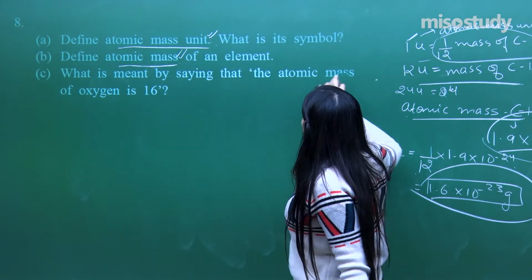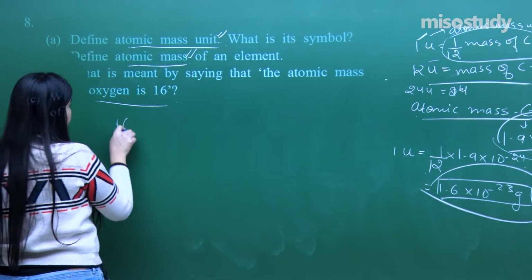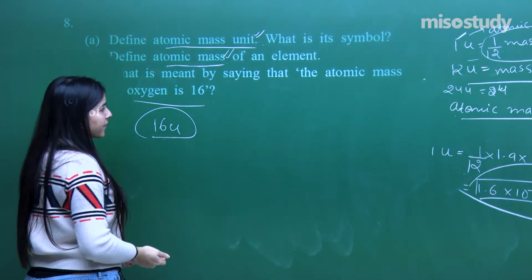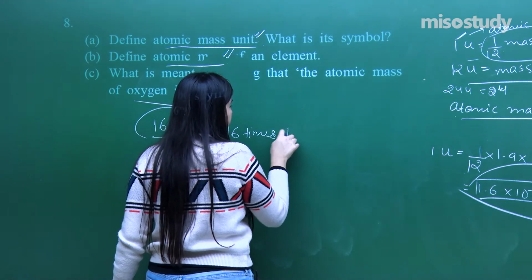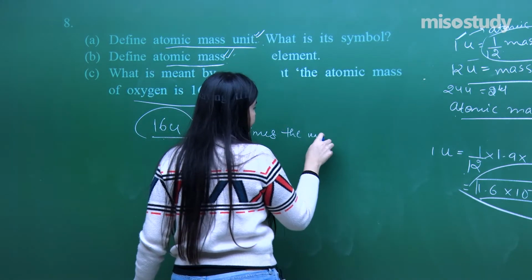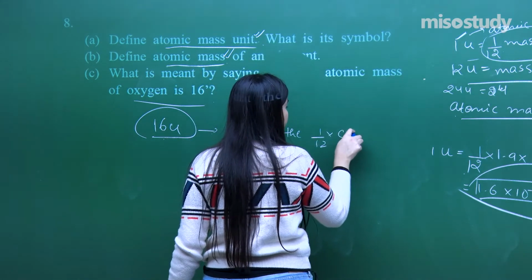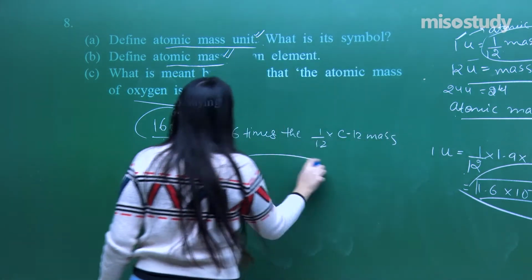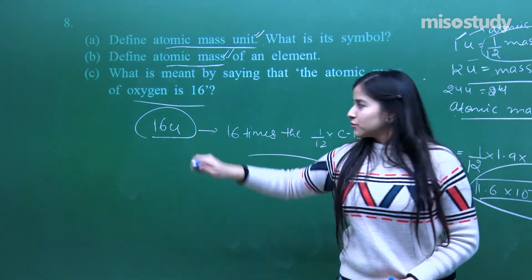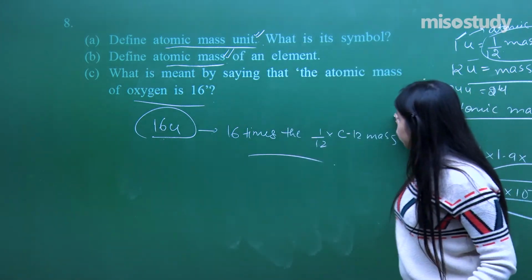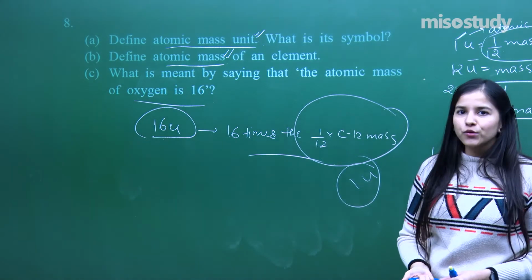What is meant by saying that the atomic mass of oxygen is 16? That means it is 16 units. That means it is 16 times the 1 by 12th of carbon 12 mass. That is what we actually correlate with the carbon 12. So 16 times of the 1 unit. This is 1 unit only. So that is how we can correlate it with the carbon.